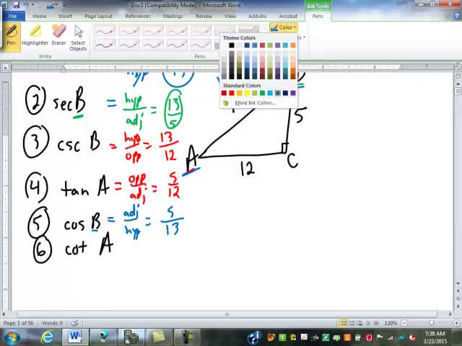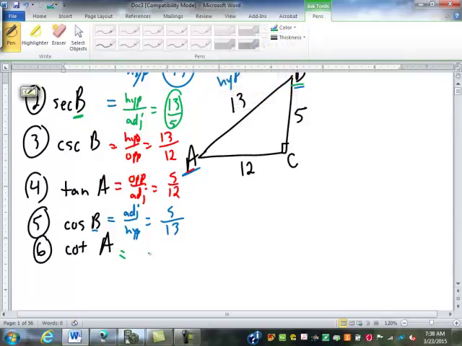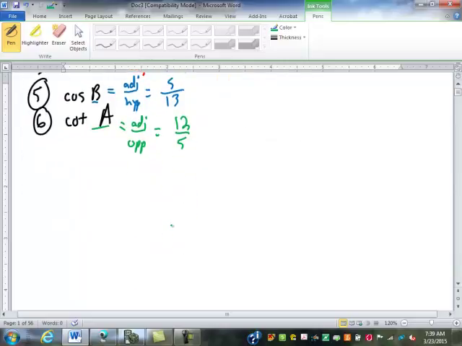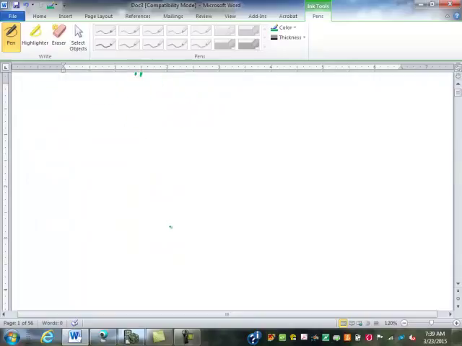And finally, cotangent of A. Cotangent is adjacent over opposite. Good. Adjacent side for A would be 12. Opposite would be 5. So the thing to remember is the hypotenuse, of course, is locked in no matter what. But that opposite and adjacent, you've got to pay attention to which angle we're looking at. And it is okay just to leave them as fractions like that.